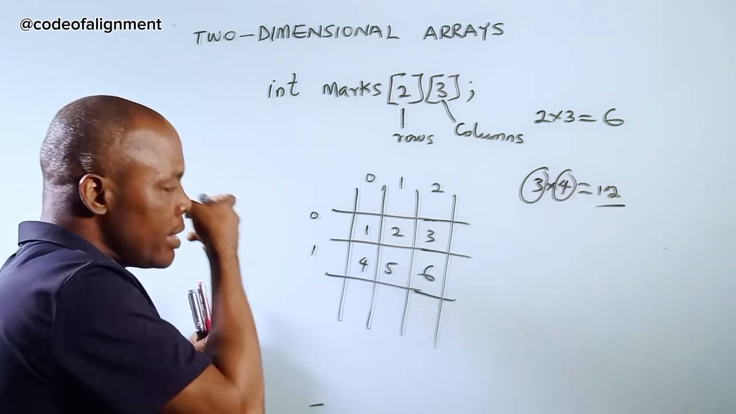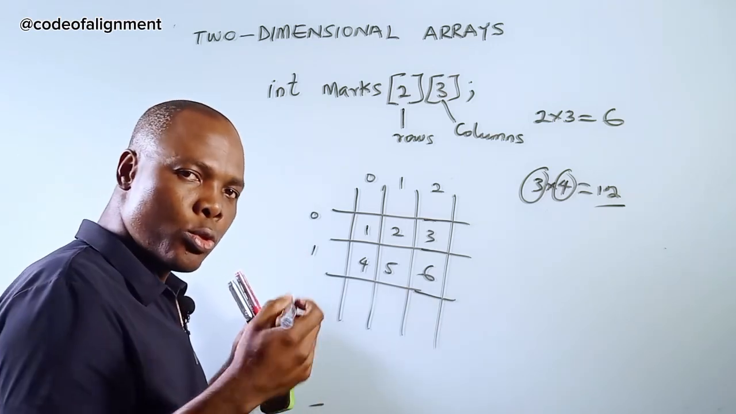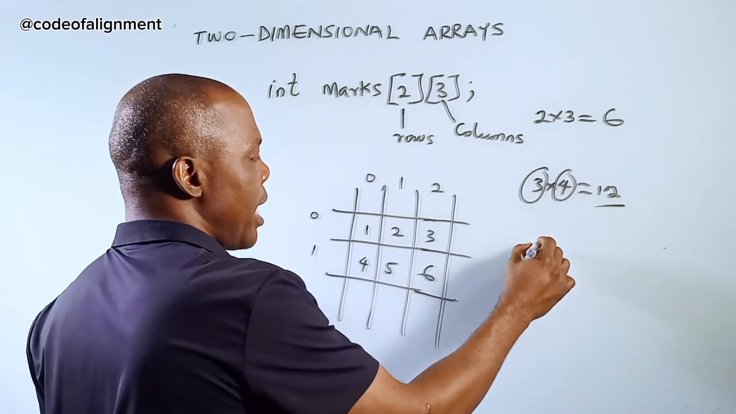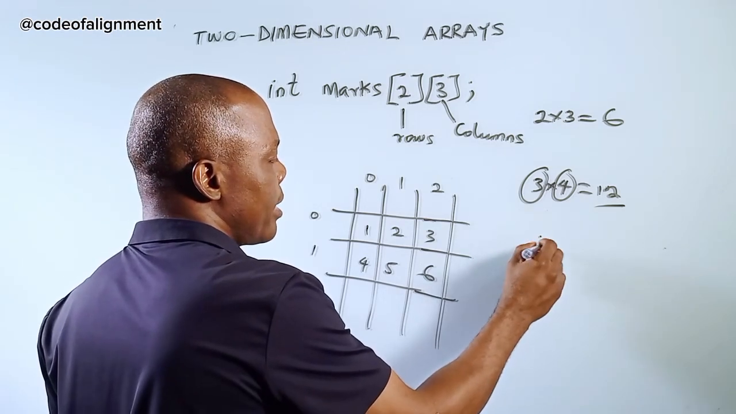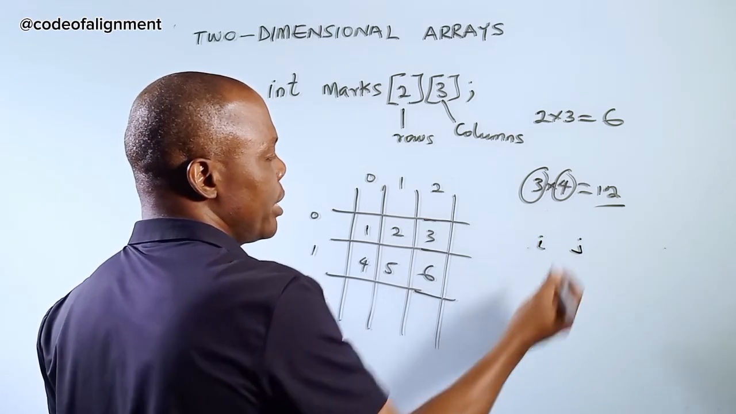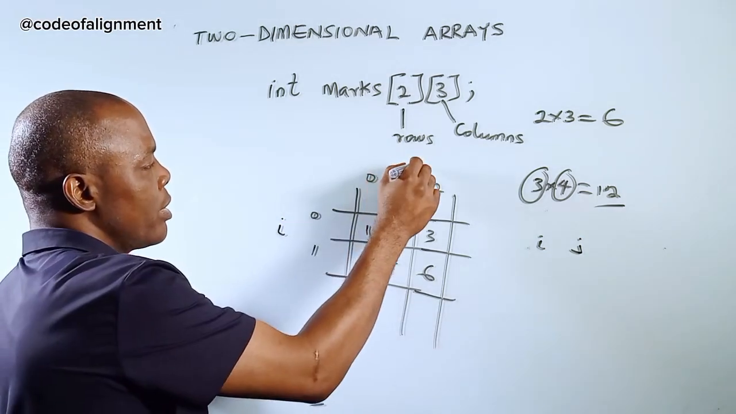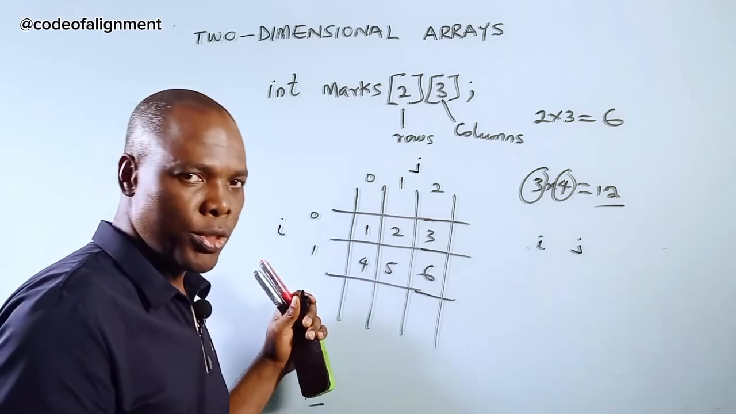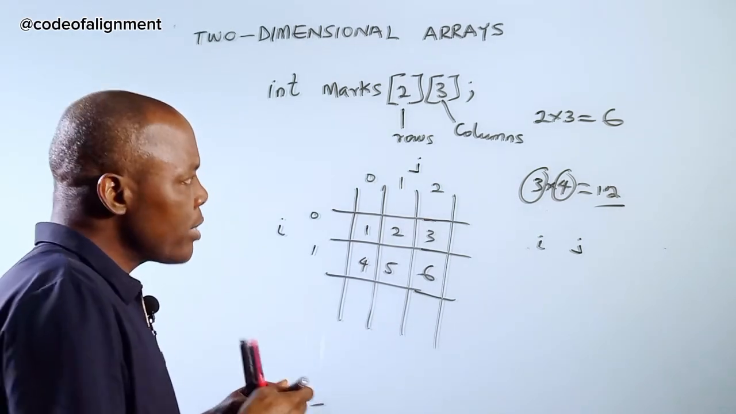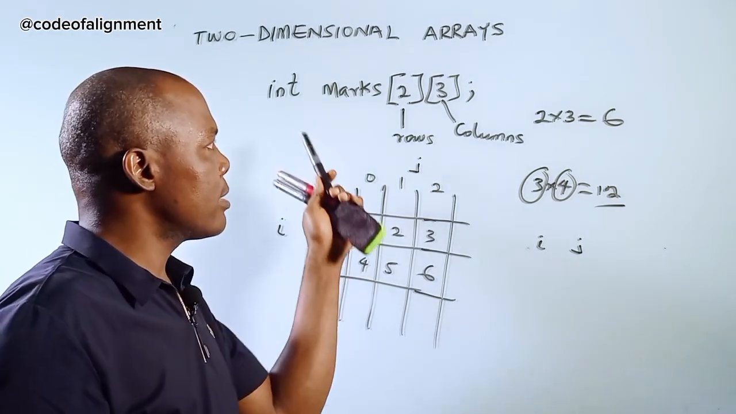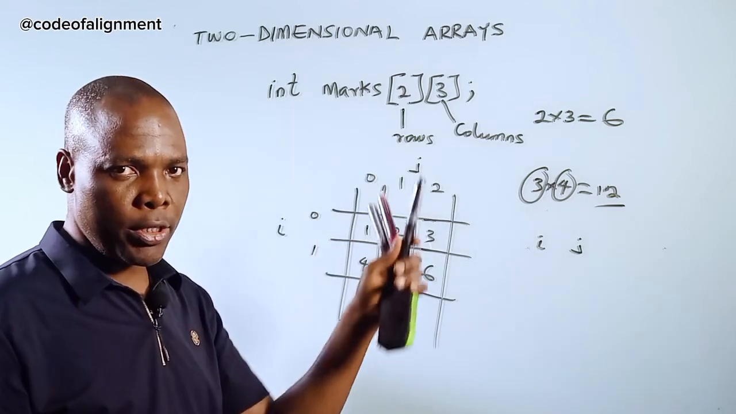Now, it means we are going to use 2 indices, which is what? I and what? J. So for the rows, we represent this with I. For the columns, we represent it with what? With J. Now, how are you going to initialize these two-dimensional arrays?